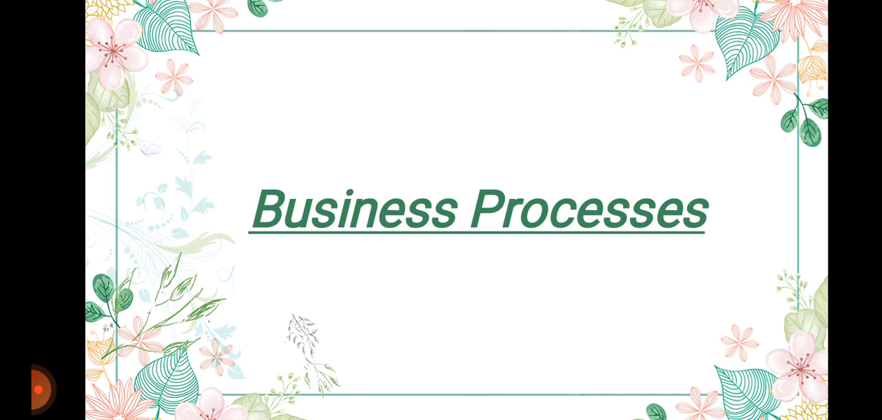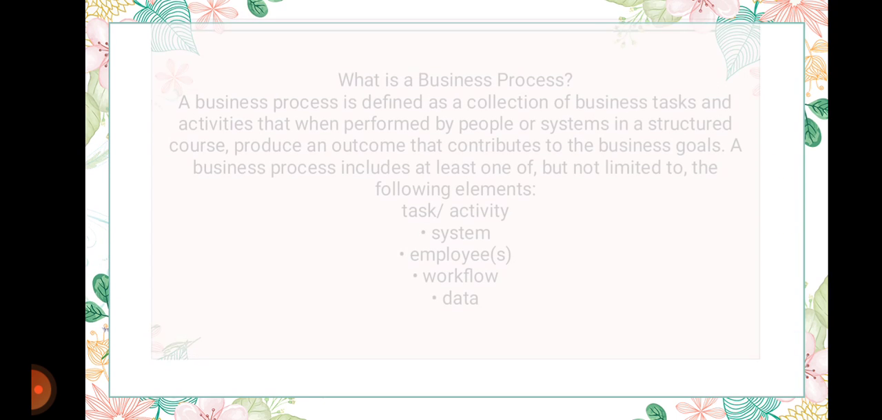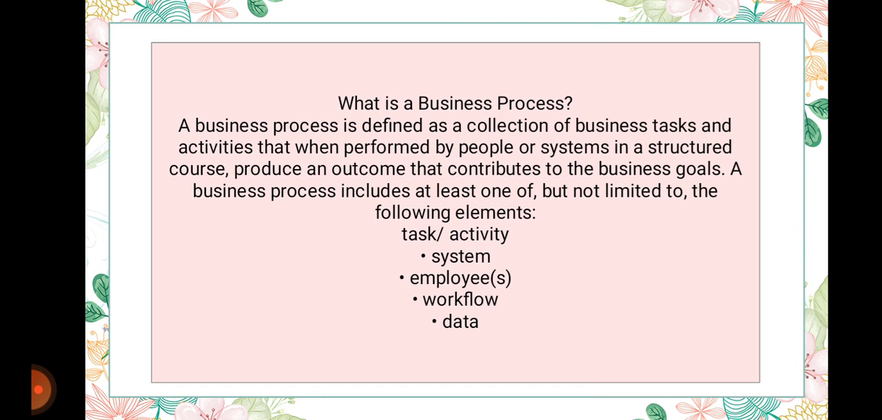Business processes. First, what is a business process? A business process is defined as a collection of business tasks and activities that, when performed by people or systems in a structured course, produce an outcome that contributes to the business goals. A business process includes at least one of, but is not limited to, the following elements: task and activity, system, employee, workflow, and data.